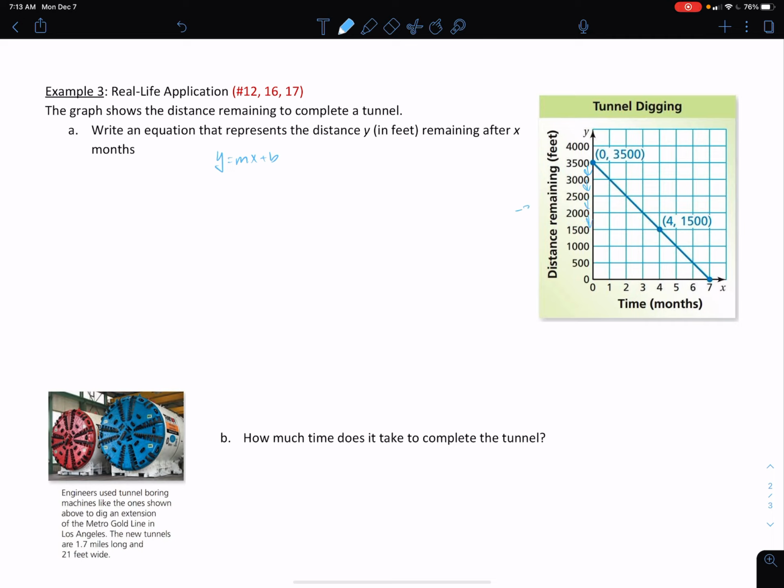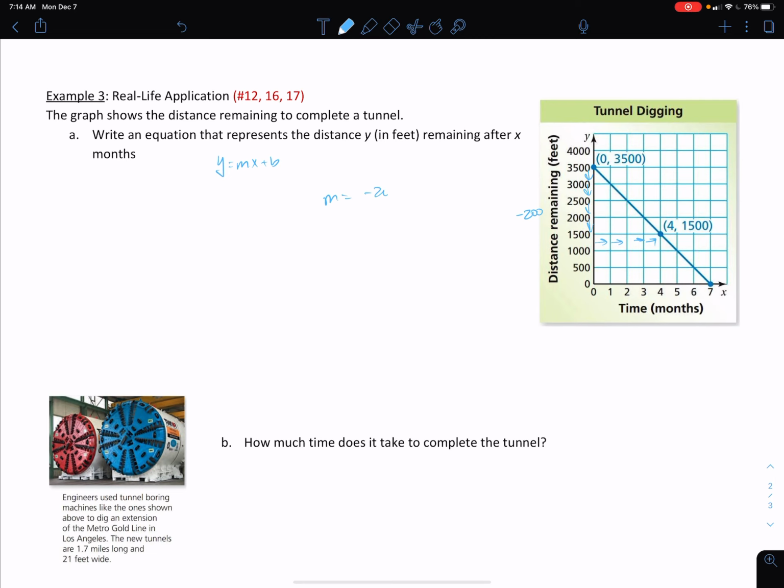It looks like my slope is going to be negative. Remember, this is -2,000, right? Because I'm going down by 5, so number 1, 2, 3, 4, would be m equals -2,000 over 4, which is -500, so that's my slope. My y-intercept looks like it's just 3,500. So let's write the equation. There we go.